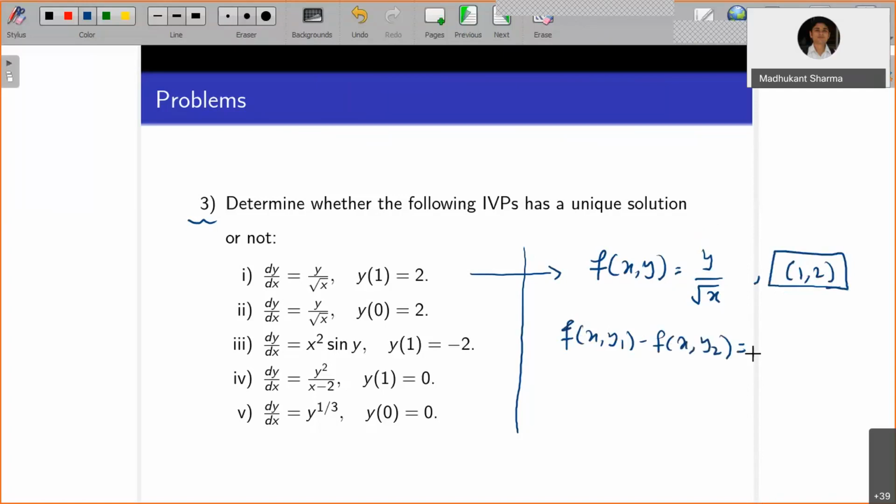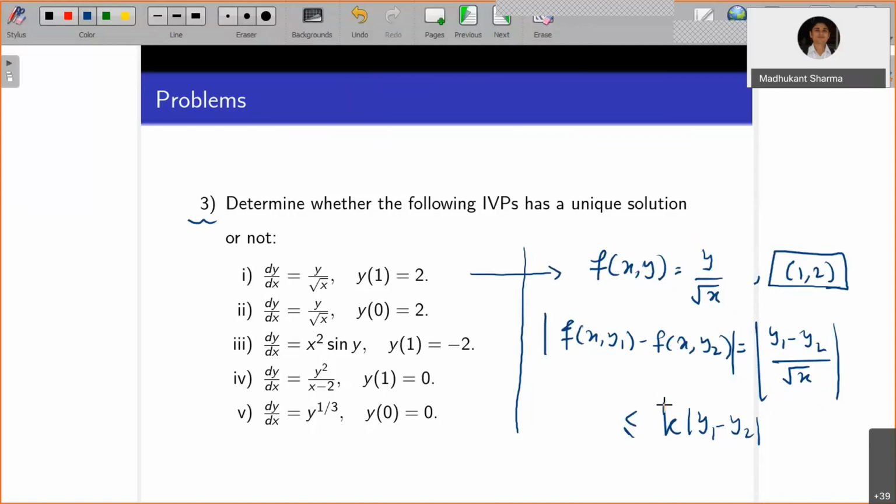That's going to be y1 minus y2 divided by square root of x. If you take the modulus, this is there. So now, when you're talking about this, you can say this will certainly be less than or equal to k times mod y1 minus y2, whenever you take x in such a way that 1 by root x is bounded by some quantity. So if x is not taken near 0, you can certainly bound it by some number.